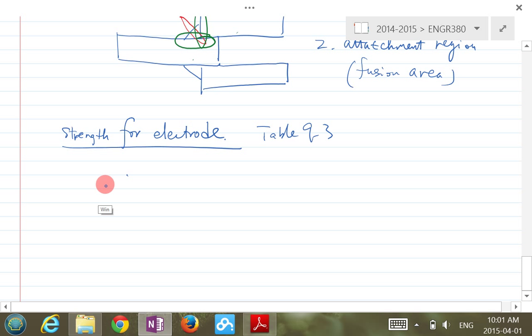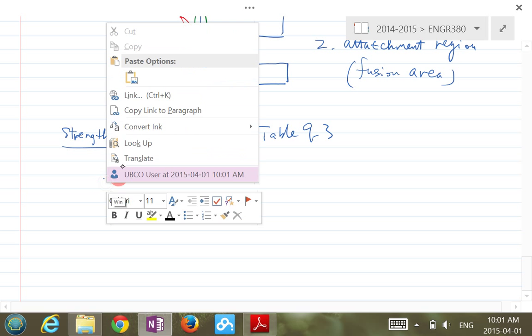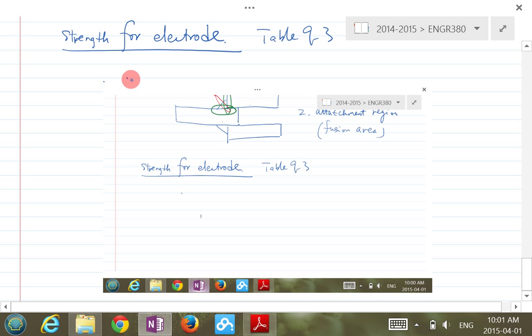Okay. So where am I? Paste. Oh, it didn't paste that one there.